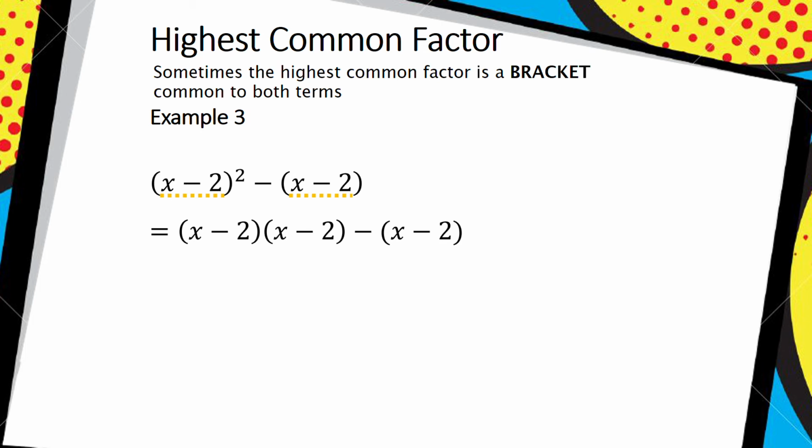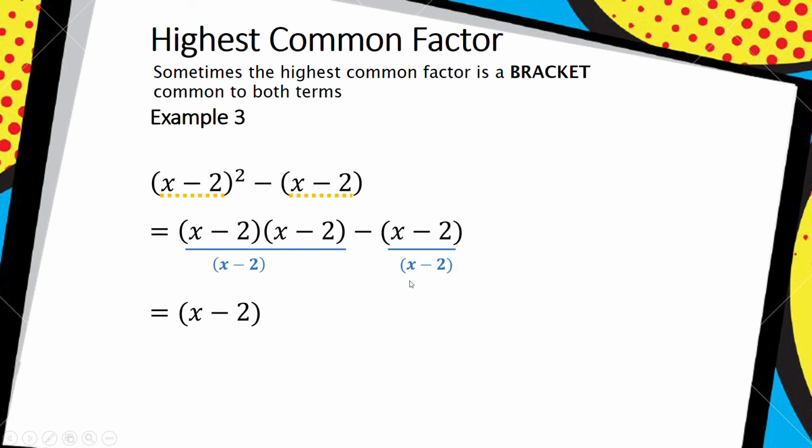So I'm going to write down my highest common factor. So I'm going to say equals (x - 2). So there's my highest common factor. Divide through by that highest common factor. So I divide both terms. So in this term over here, those two brackets will cancel, and I'm left with (x - 2).